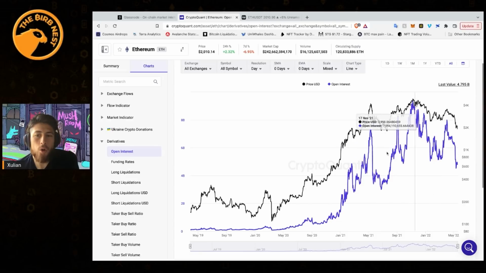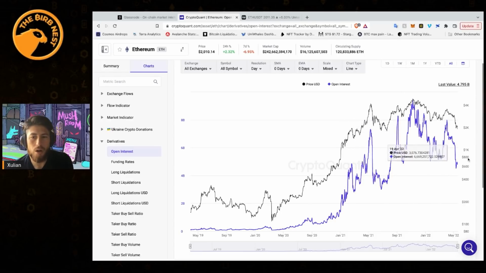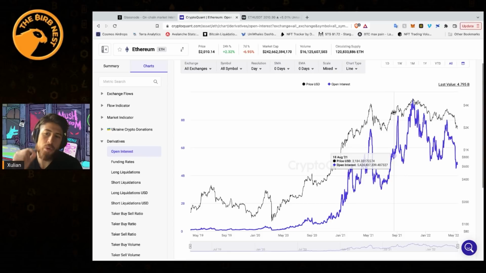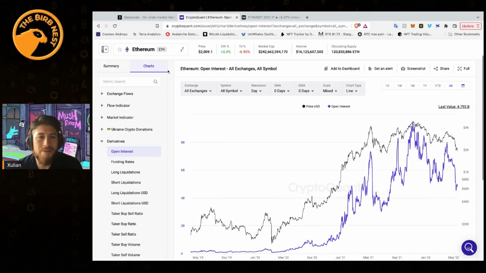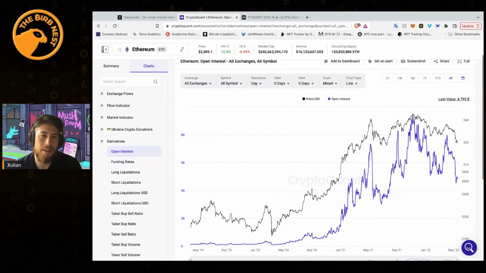So we want open interest to drop overall so that we can get a good measure of whether we're bottoming. If open interest continues to climb, as we saw in that second push up, that means people are still sticking around, they're still trading, and we haven't found that bear bottom that we really want to see.